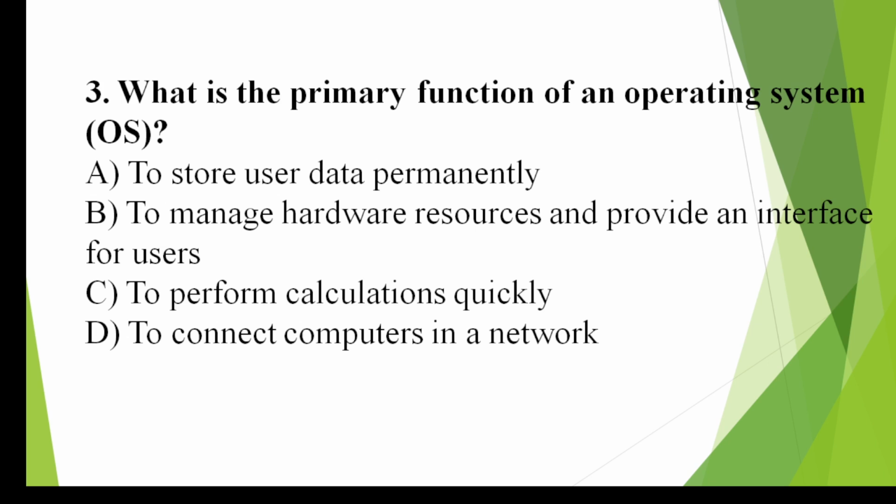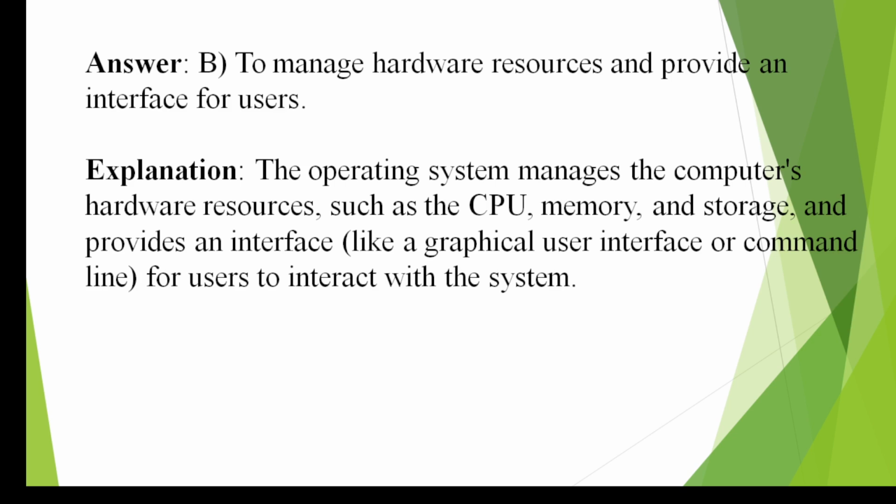Let's move to question number 3. What is the primary function of an operating system, OS? A. To store user data permanently. B. To manage hardware resources and provide an interface for users. C. To perform calculations quickly. D. To connect computers in a network. The correct answer is B. To manage hardware resources and provide an interface for users.